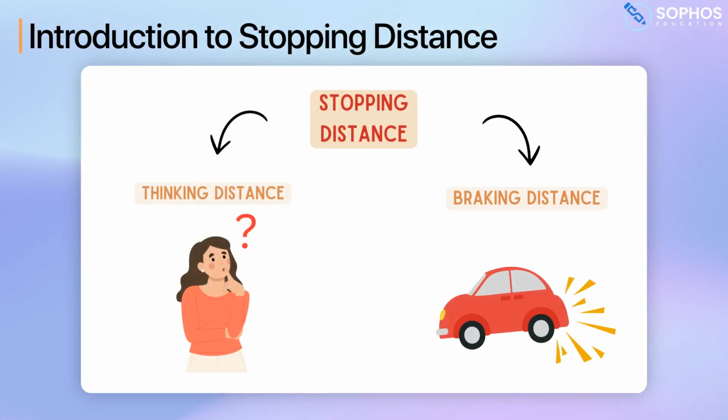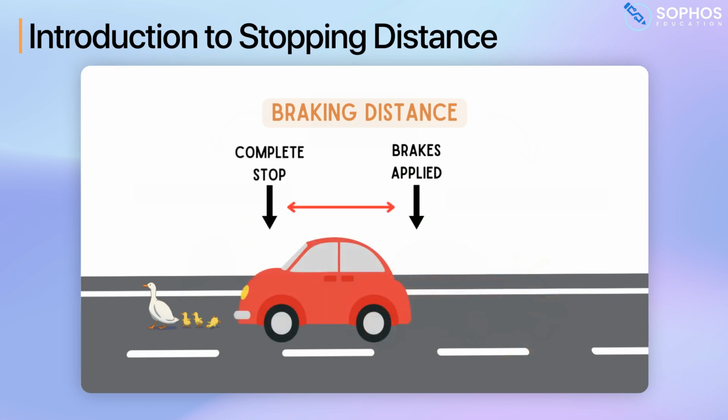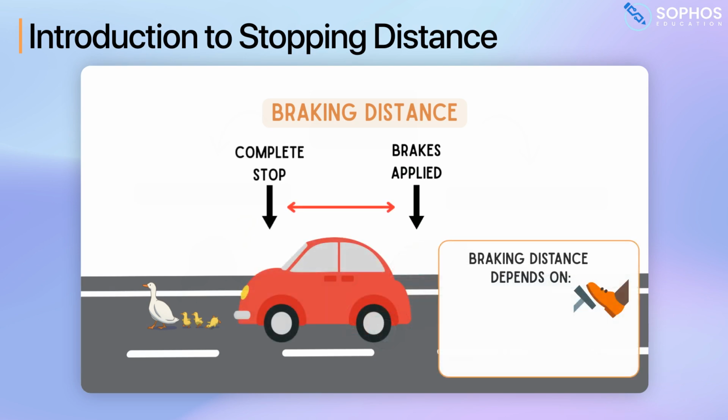Braking distance is the distance the vehicle travels after the driver has applied the brakes, up to the point where it comes to a complete stop. This distance depends on several factors, including the speed of the vehicle, road conditions, and the efficiency of the braking system. As with thinking distance, we'll expand on braking distance in our next lessons.